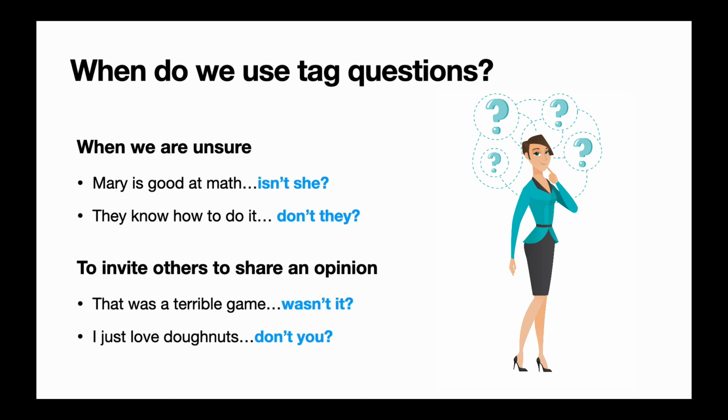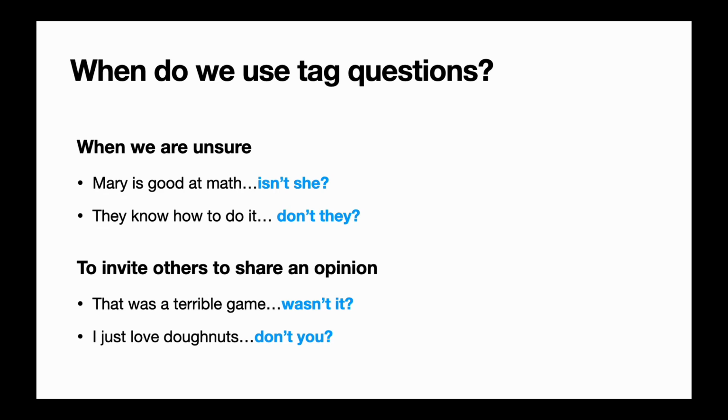When do we use tag questions? Typically, we use tag questions when we're unsure about something. That means we don't know 100% if something is correct. Maybe we're pretty sure, so we'll say something like, Mary's good at math, isn't she? And they know how to do it, don't they?